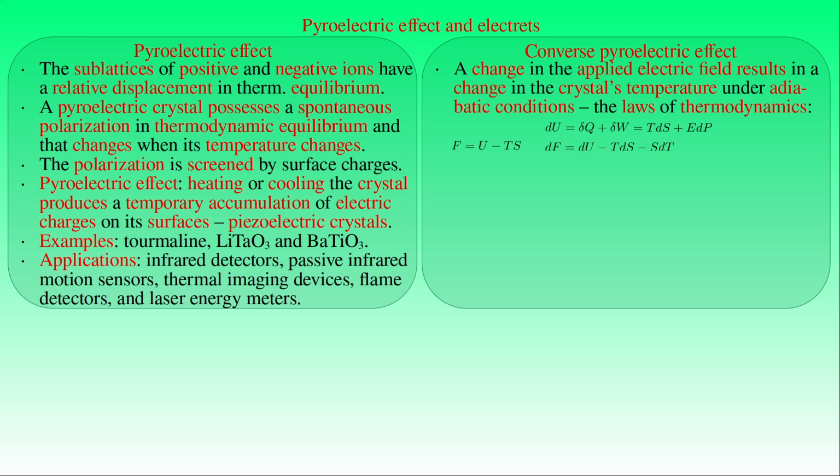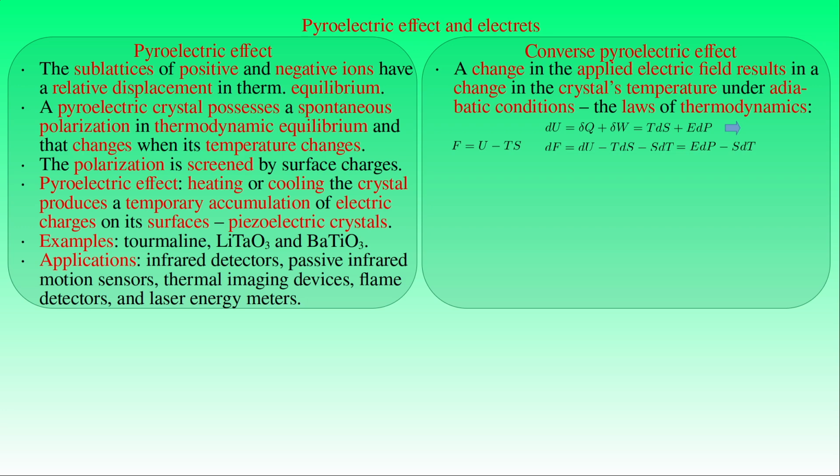Then the differential of the free energy F is equal to dU minus T times dS minus S times dT. If we substitute the expression obtained for the differential of the internal energy U into the right-hand side of this equation, dF can be written as E times dP minus S times dT.